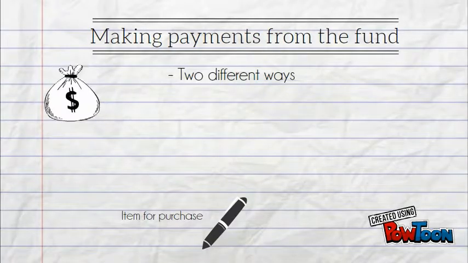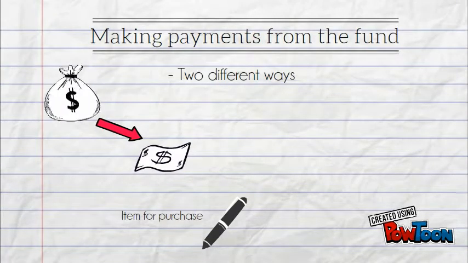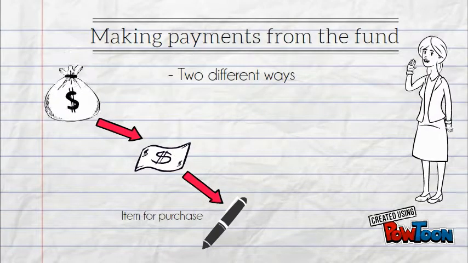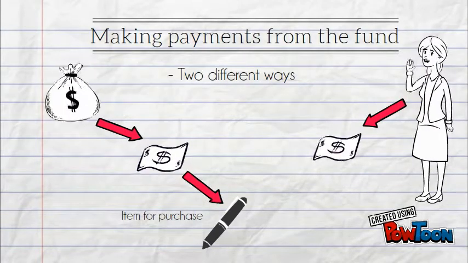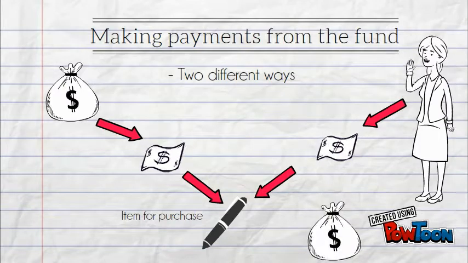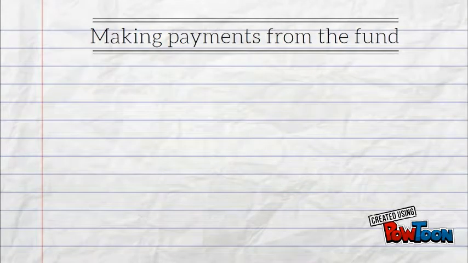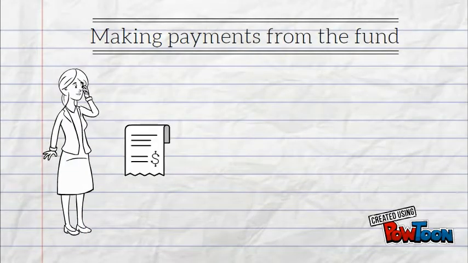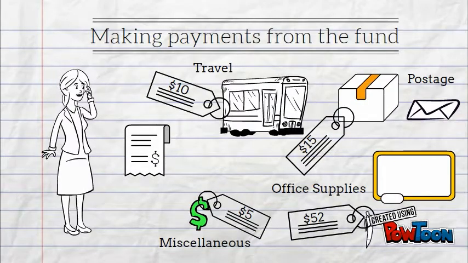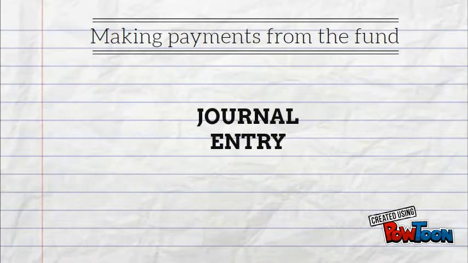Now Rob's business can make payments from the fund. These can be made in two ways: either cash can be taken from the fund for purchases, or employees can use their own cash and reimburse themselves from the fund for payments. Whichever is chosen, the custodian should keep the receipts from all the uses of cash as documentation. No journal entries are made during this stage.